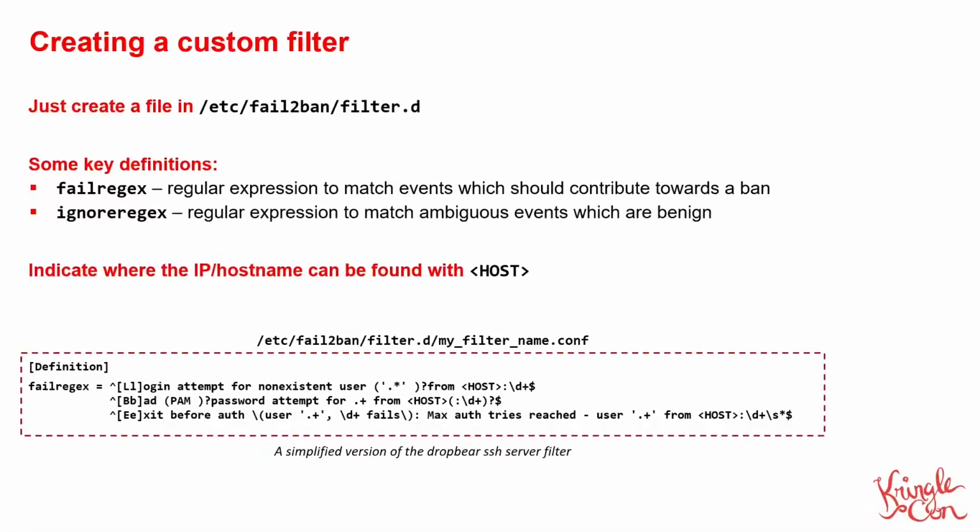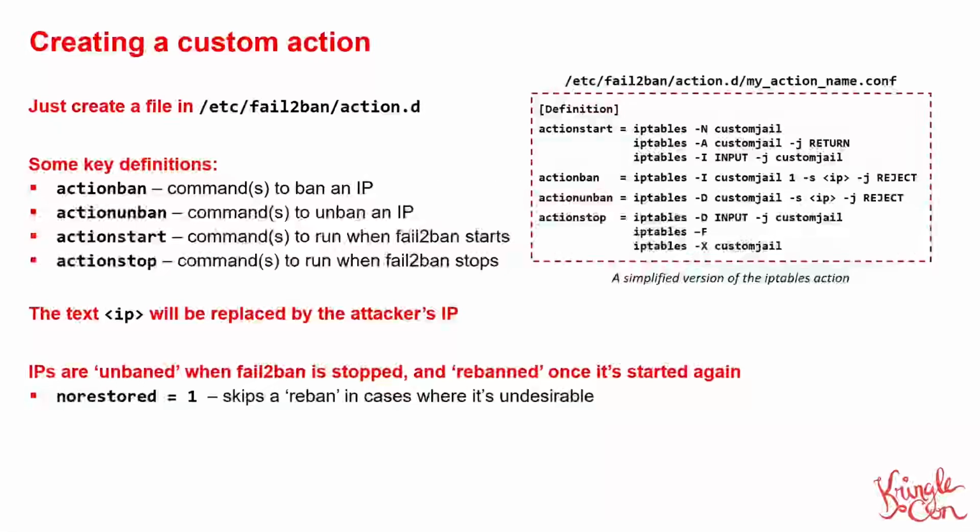It's a similar story for creating a custom action. We just need to create a file in the action.d folder. Some of the key parameters to set are actionban and actionunban, which are the commands to run in order to ban or unban a particular IP address. Now, in some cases, there may need to be some kind of preparation in order to set up a system to accept a ban or an unban. So we have the additional definitions of actionstart and actionstop. These are the commands that are run when fail2ban first starts that jail, or when fail2ban shuts down.